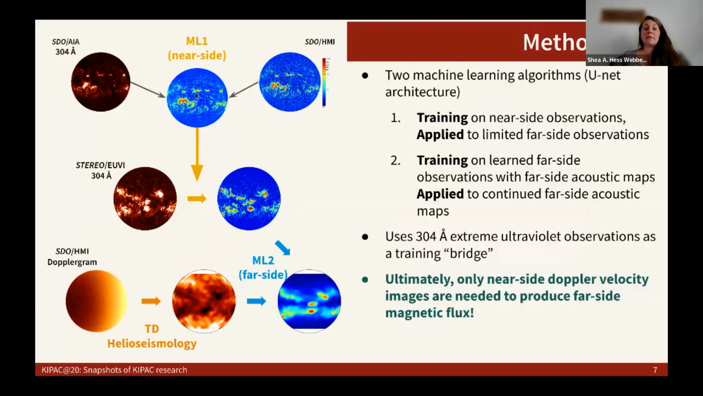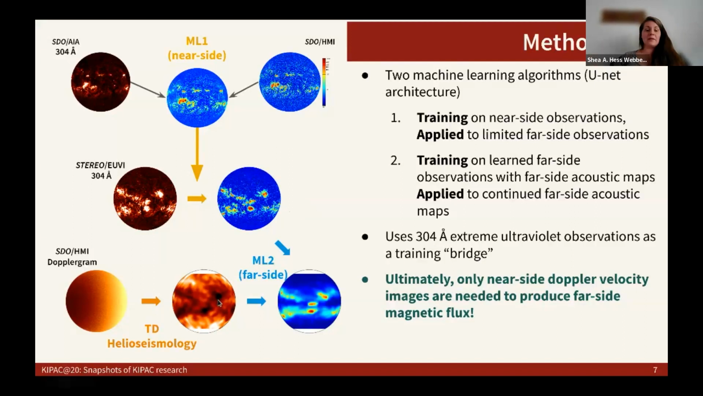And then once we train that machine learning algorithm, we can take the far side observations in EUV and convert those into far side magnetic flux from direct observations. Now, the problem is that we don't have these far side observations anymore. So all that gives us is 4 years, from 2010 to 2014, of these far side magnetic flux maps, when we want something that will show us what the magnetic flux on the sun looks like now.